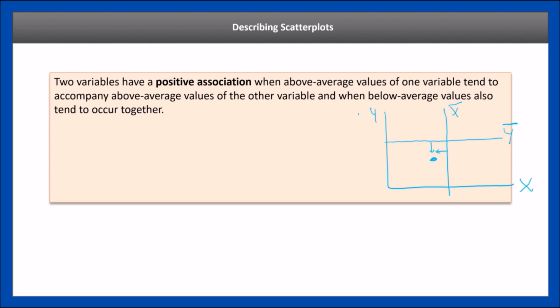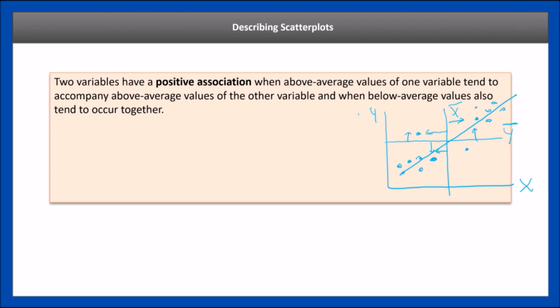If you have a data point here, well, then this is above average in the Y, but below average in the X, right? If you have a data point here, then this is above average in the Y and above average in the X. And so the idea is, if you have a positive association, we have a bunch of data points where below average points occur together and above average points occur together. And therefore you have this pattern where it's going from bottom left to top right. You may have a few points that are off, but in general, most of them are going to be above average together, or both below average together.